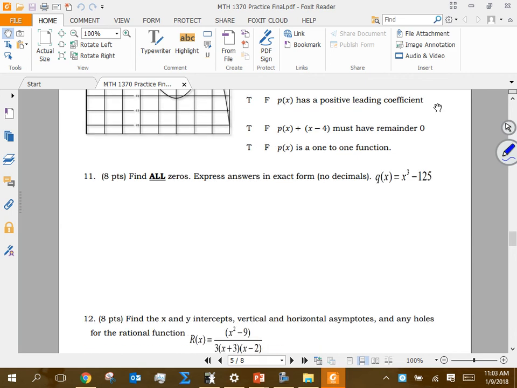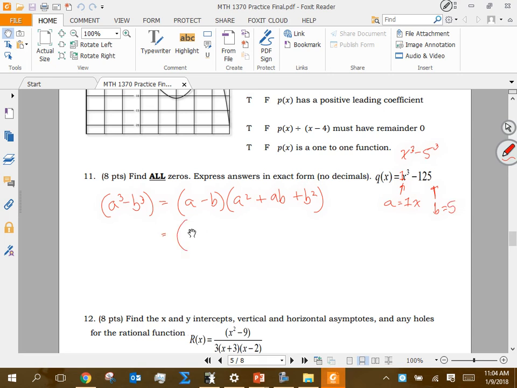Number 11. This is a difference of perfect cubes. I will give you this formula. A cubed minus b cubed is always going to be of the form a minus b times a squared plus ab plus b squared. In this case, a is just 1x, and b is the cube root of that, because I could rewrite this as x cubed minus 5 cubed. So your b would be 5.